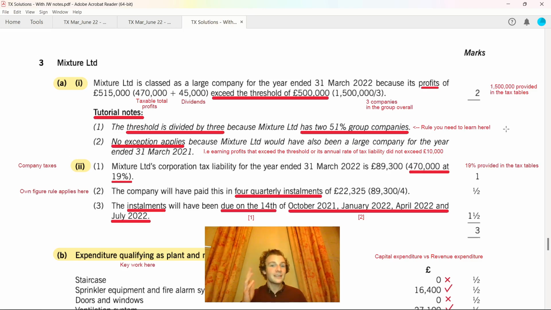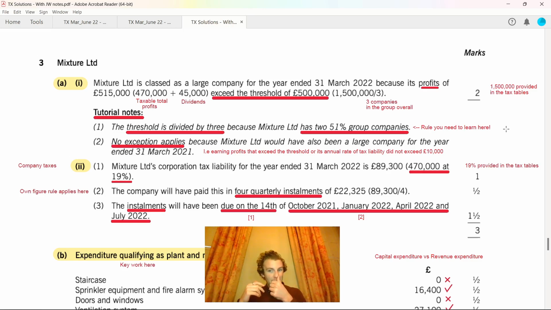Mixture Limited is classified as a large company for our particular period, so be specific in your answers, 31st of March 2022, because the profits of 515,000, that's the total taxable profits plus those dividends, exceed the threshold of £500,000, because we have 3 companies in the group. That's where we have the threshold of 1.5 million, divided by 3 because Mixture Limited had 2 51% group companies. That is a rule where it has to be more than 51%. And also don't forget to apportion it: we have the 2 companies plus Mixture Limited as well. That's why we have the 3.